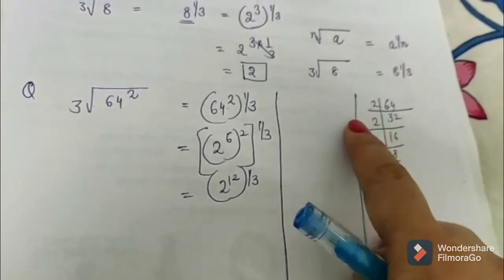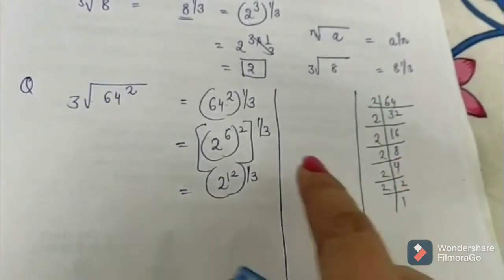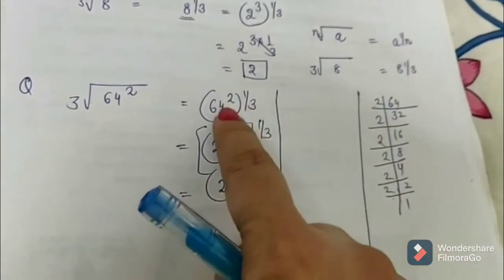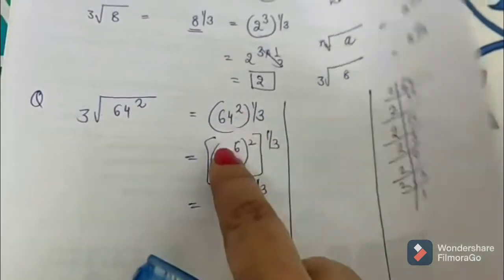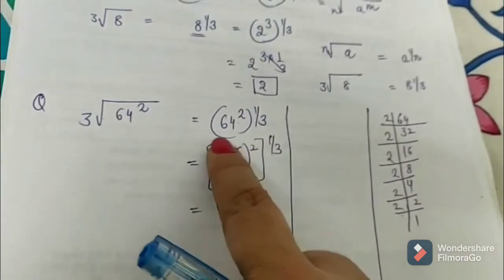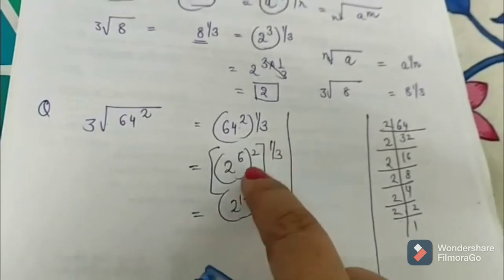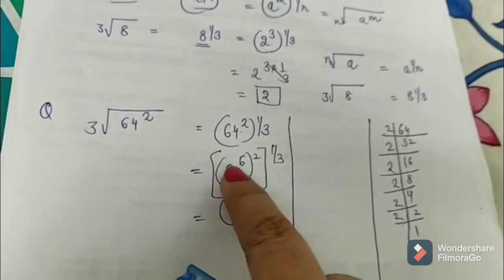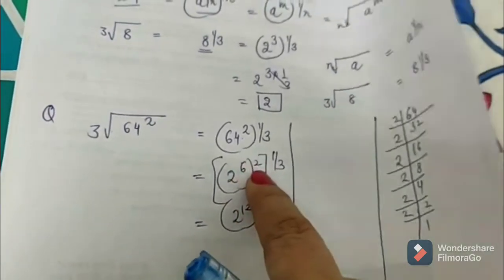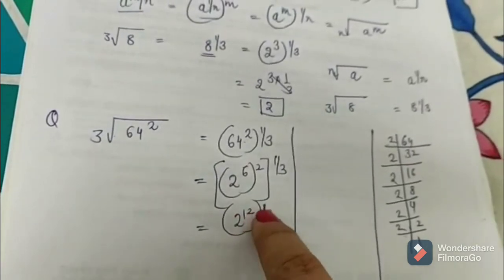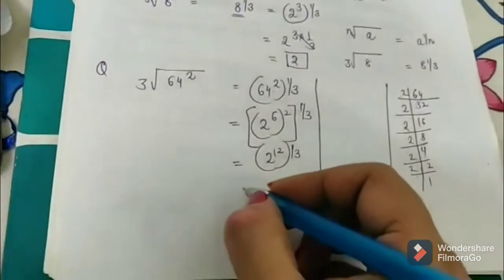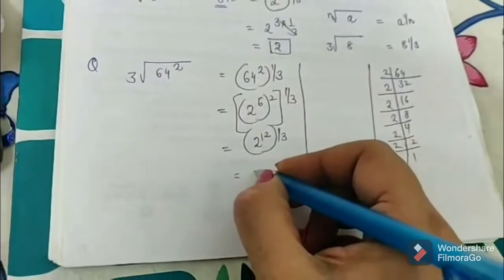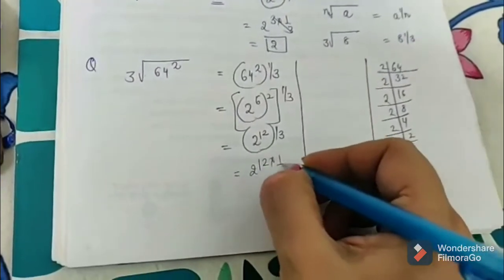यानी कि this is 1 2 3 4 5 6, this is 2 raised to power 6, and raised to power 2, so you have to write down 2 raised to power 2 and whole power 1/3. Now this is a raised to power m into n. So this is 2 raised to power 12 into 1/3.